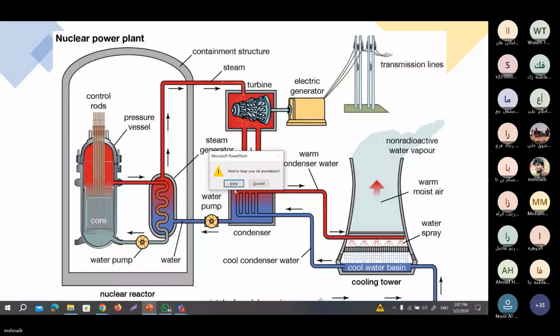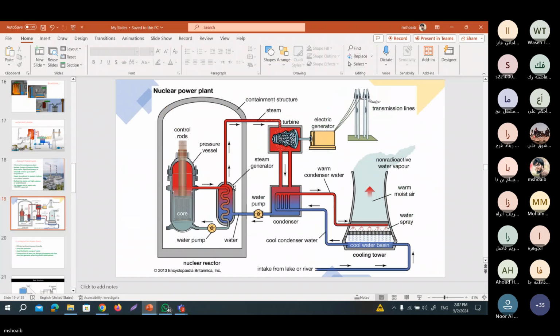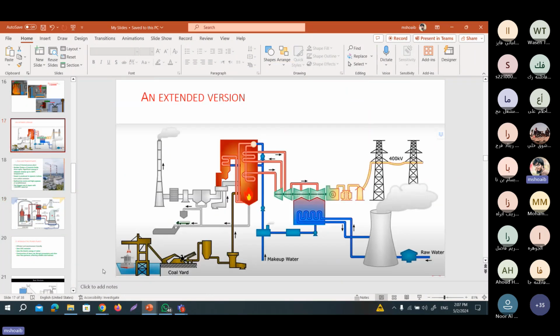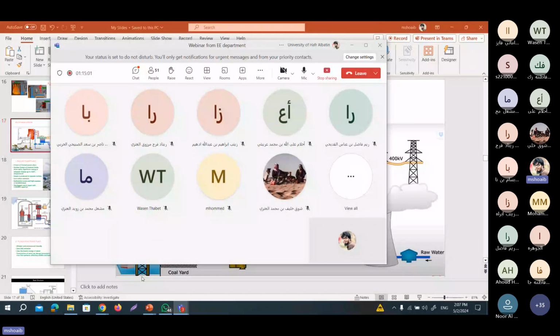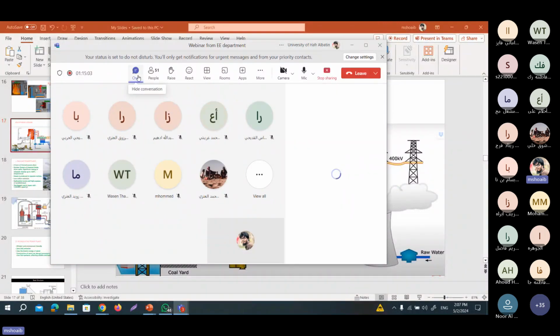Sorry. Actually, the full screen mode was not showing me the full picture.